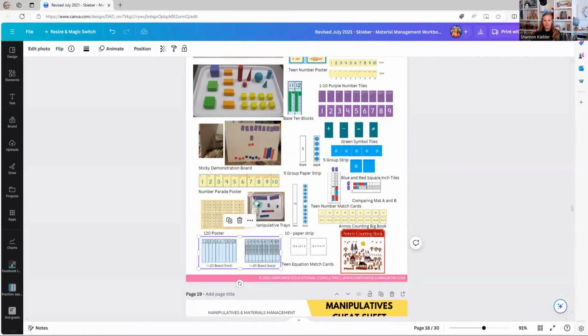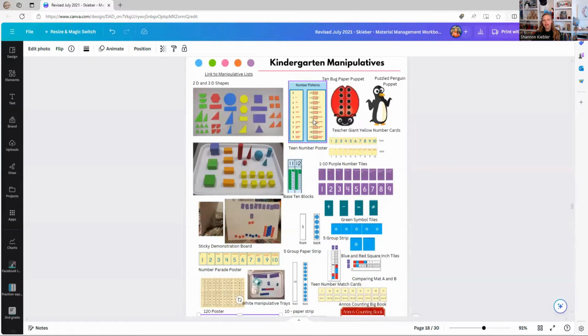You also will have for posters the number parade, the 120 poster, and then up here you have the teen number poster. That'll come into play around unit 2 and 3. We start to use it in our daily routines and our quick practices, even before we introduce teen numbers. So all of those posters need to be used at eye level of students. Have it in a place where a student leader could use a pointer and be able to point to all the places of it. It just needs to be at eye level for those kindergarten students.